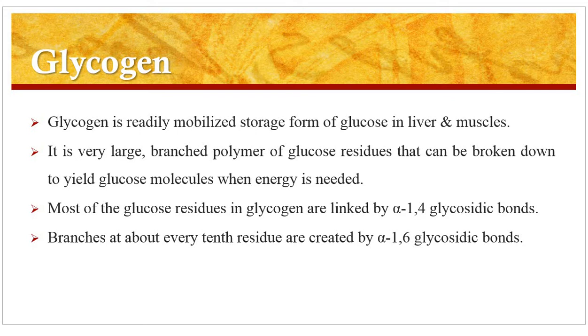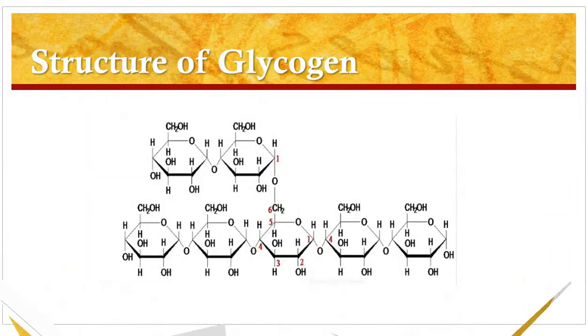Most of the glucose residues in glycogen are linked by alpha 1,4 glycosidic bonds. Branches at about every 10th residue are created by alpha 1,6 glycosidic bonds. So if we see the structure, then this is the structure of glycogen.